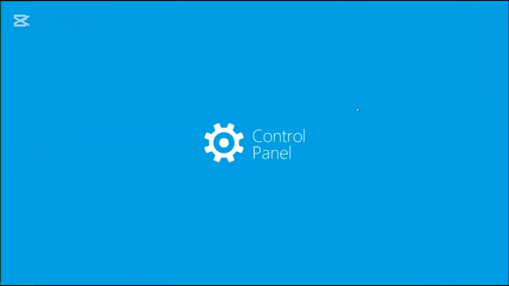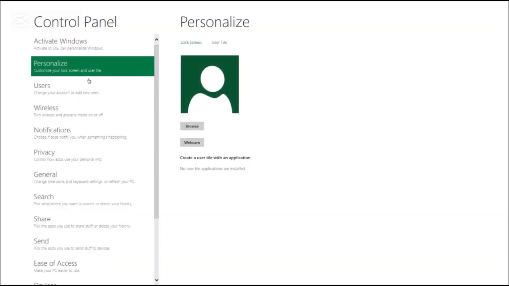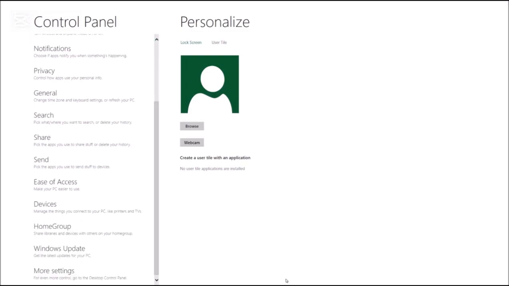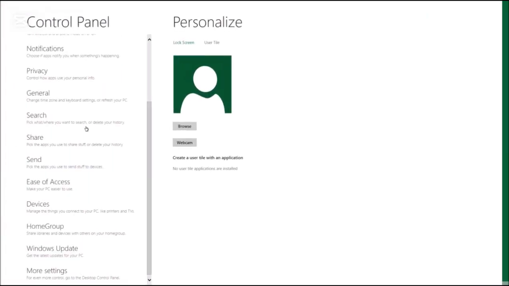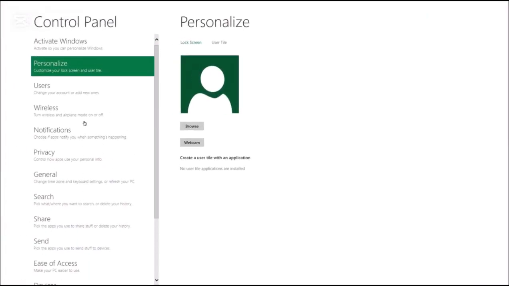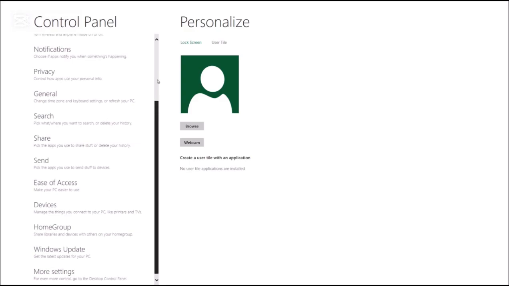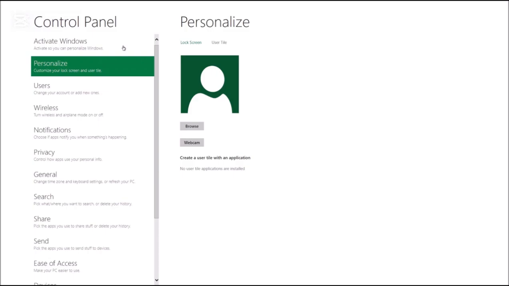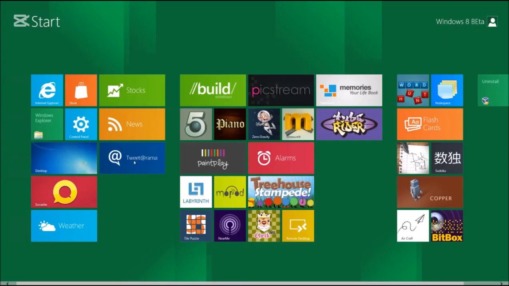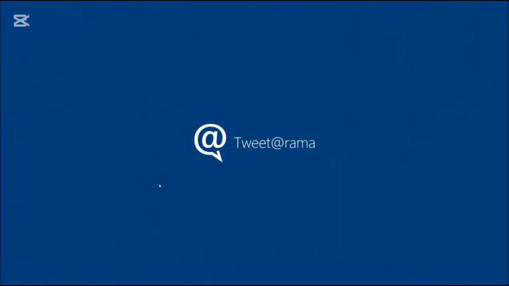Change user tile. I want to see that. So oh my gosh, look at this, this is the control panel. So wait. Click control panel. Yes, this is the control panel in Windows Developer Preview. That is cool. That's actually really cool. This reminds you of the Windows 10 settings panel. Wow, that is cool.